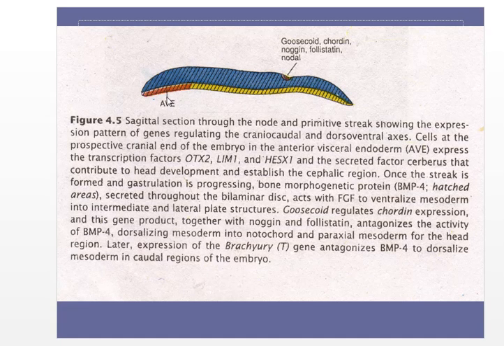When this ectoderm is induced by AVE, some transcription factors are expressed like OTX2, LIM1 and HESX1, and the secreted factor cerberus, which contribute to head development and establish the cephalic region.